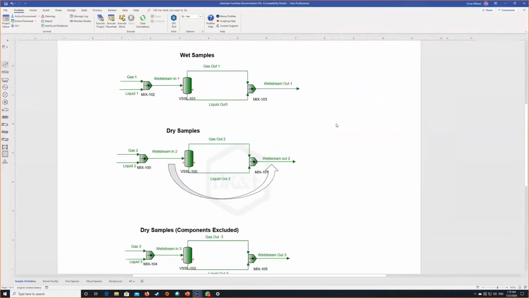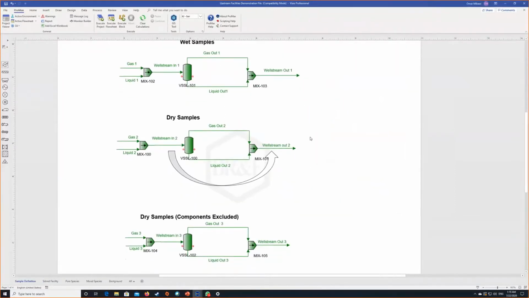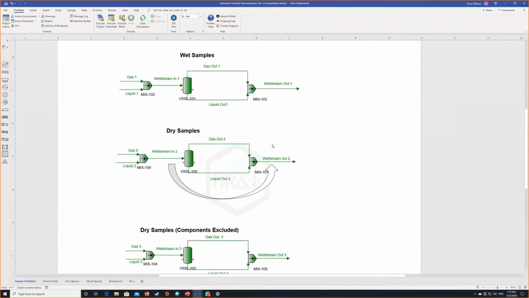I have 3 types of samples that I am recombining in the system. Let us say that these samples are test separator samples where we took a sample of the gas of the test separator and the liquid of the test separator, and we're recombining them in the system to figure out what the actual well stream composition is.